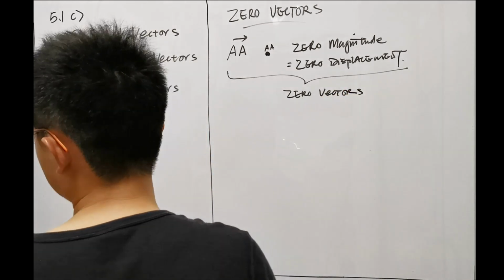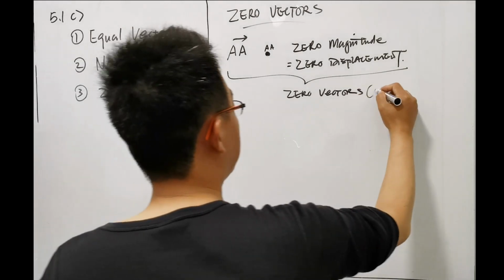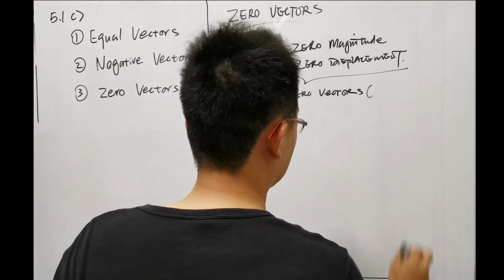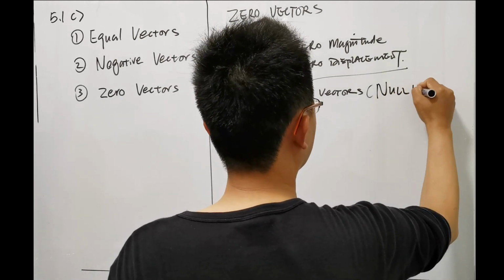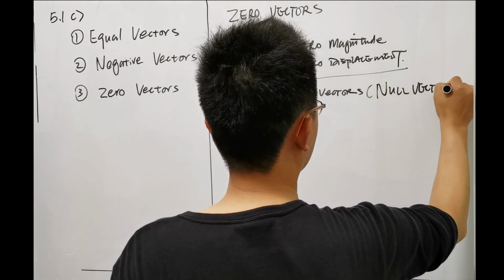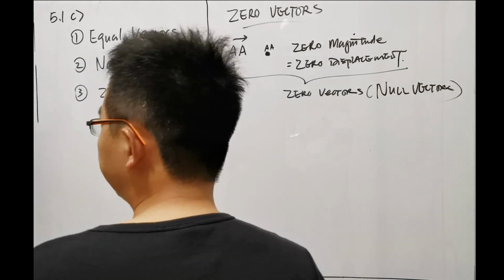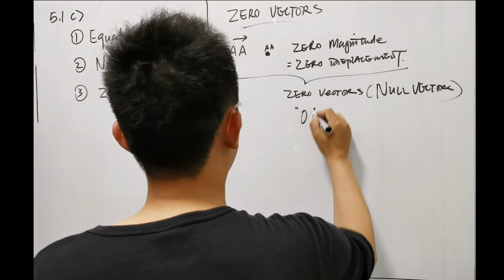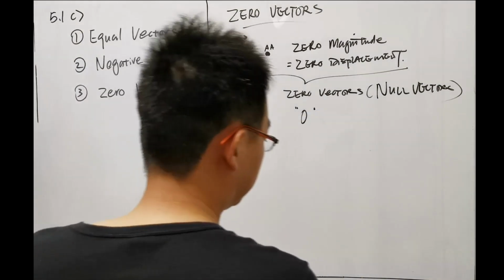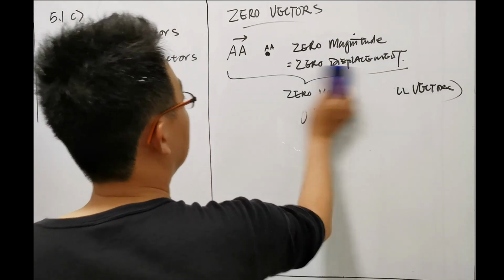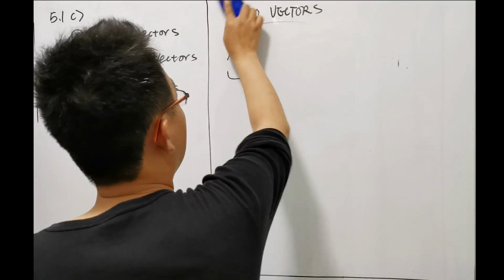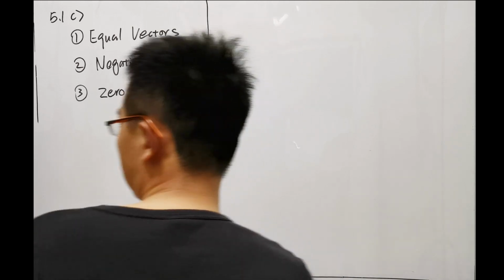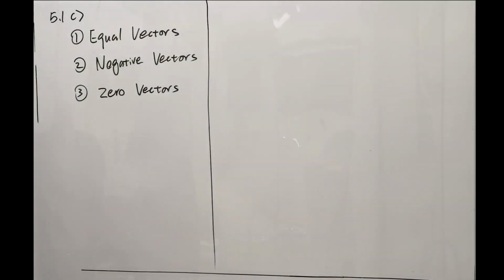So basically we call this kind of vector a zero vector. Okay, they're zero vectors, or sometimes people call it null vectors. So this is another name. Or sometimes we can just write zero, something like this. Okay, that's all. So basically we talked about these three very important concepts.